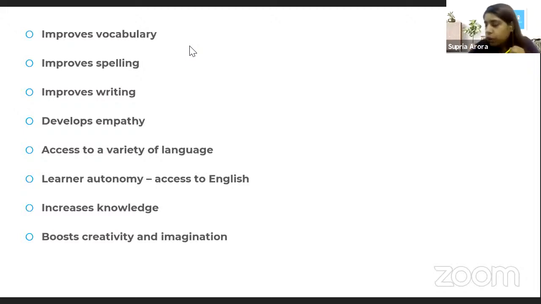Now you have learned one more word. Now it also gives you a variety of language, access to a variety of language. It increases your knowledge, it boosts creativity and imagination. Now, when I said that Tom Sawyer was a mischievous kid, he used to steal treats from his auntie's closet, can you imagine this in your mind, that some kid is stealing some treats from somebody's closet? Can you imagine this? Say yes if you can. Say why. Write why in the chat box if you can imagine.